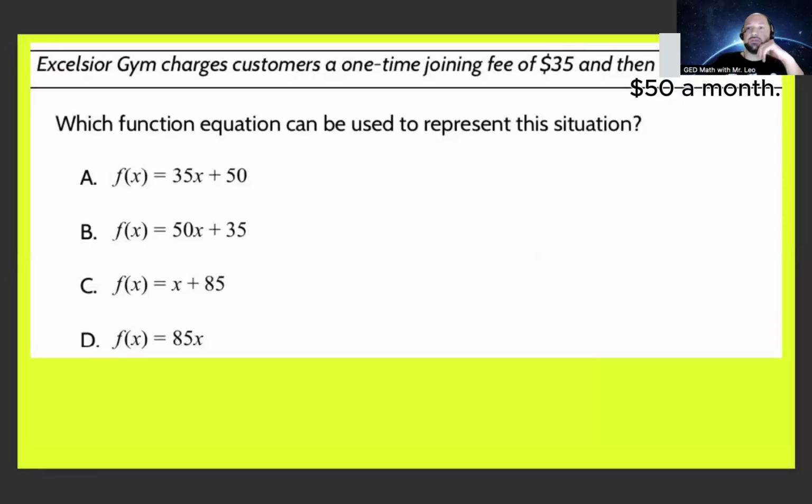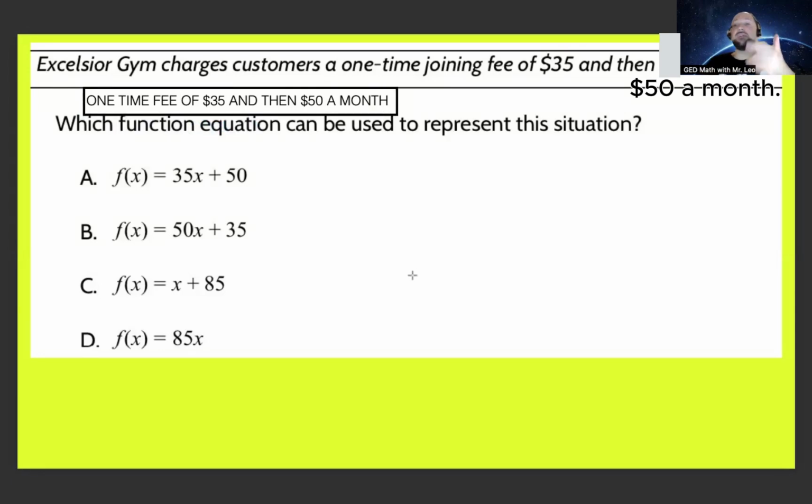Here we go. I love this. Excelsior Gym charges customers a one-time joining fee of $35 and then $50 a month. I'll write that out again. It is a one-time fee of $35 and then $50 a month, just in case it's cut off. So when they say $50 a month, they mean $50 every month. They mean $50 will happen repeatedly.